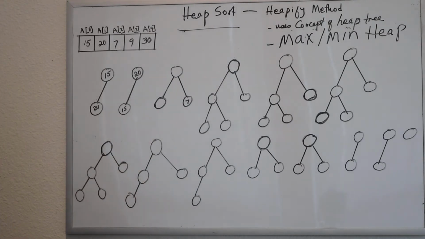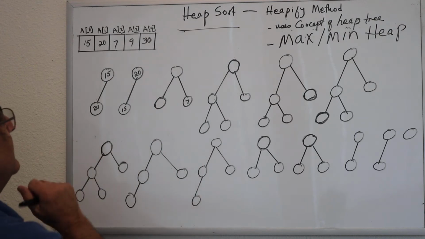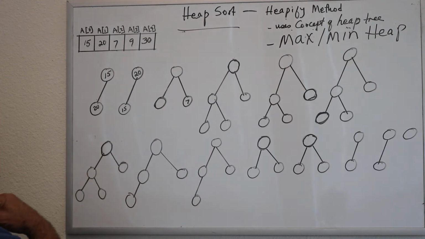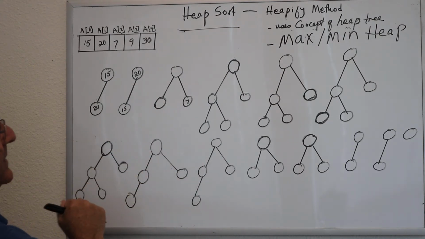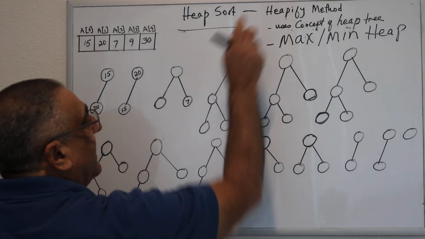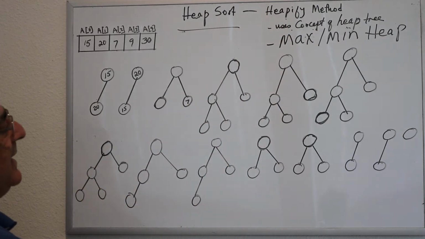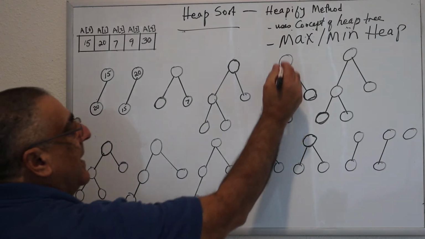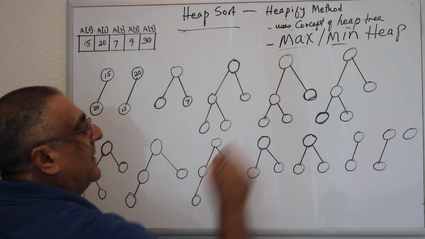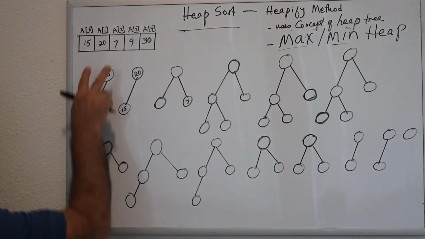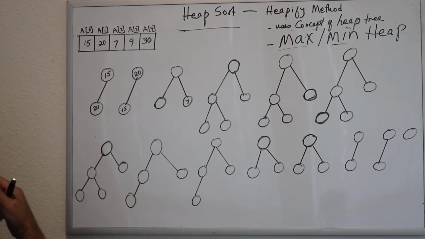Okay, so this lecture is on the heap sort. The heap sort is basically trying to build a heap tree. It uses a method known as the heapifying method, and it can generate either a max heap or a min heap. So here are the numbers I want to sort.